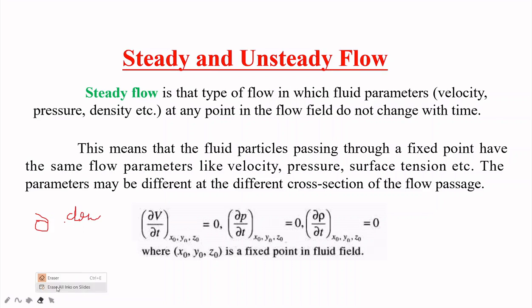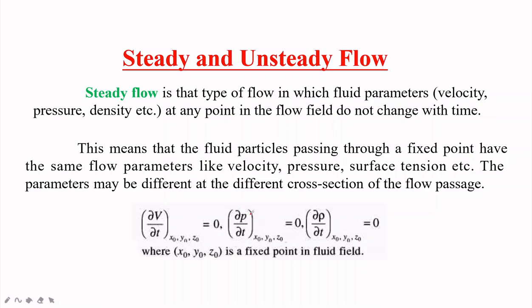So dou v by dou t. What is this? V is velocity. Dou v by dou t is the partial differentiation with respect to time at x naught, y naught and z naught, that is, in the direction of x, y and z, equal to 0. It means the velocity with respect to time at x, y, z is the same. When we differentiate with respect to time, we get 0. So this mathematical property must be satisfied for steady flow.